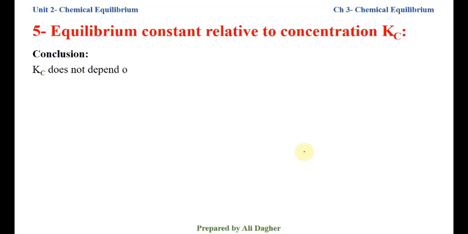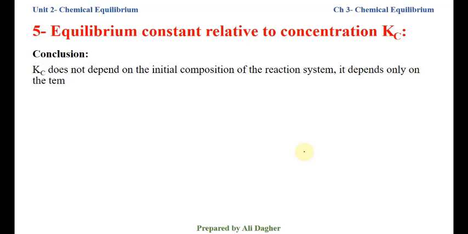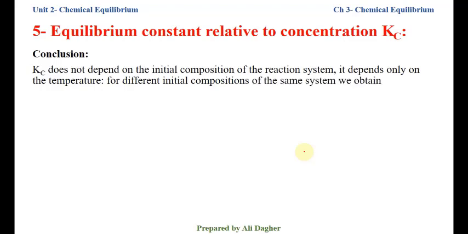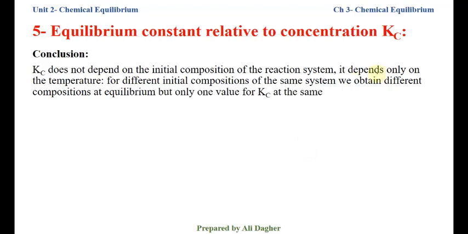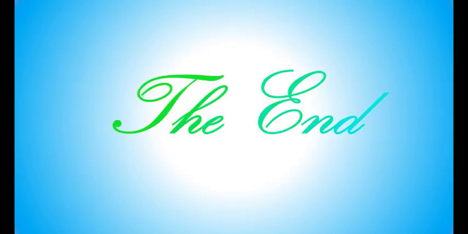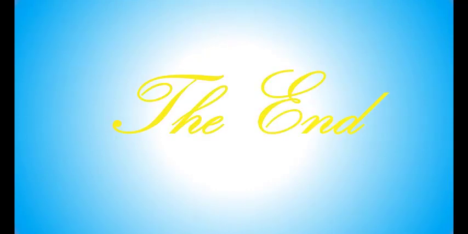Therefore, conclusion: Kc does not depend on the initial composition of the reaction system. It depends only on the temperature. For different initial compositions of the same system, same reaction, we obtain different compositions at equilibrium, but only one value for Kc at the same temperature. This is the end of part 5.